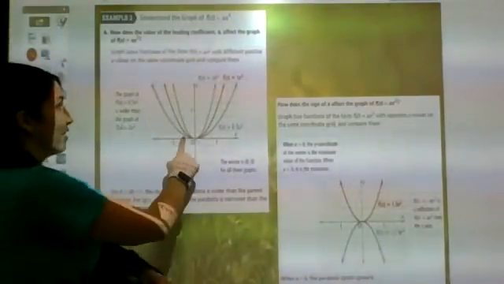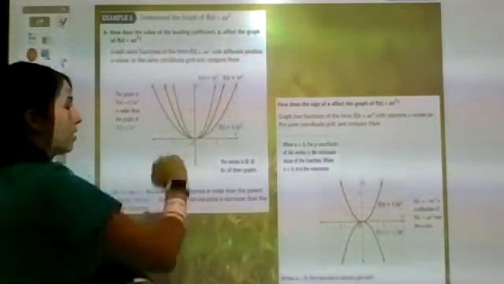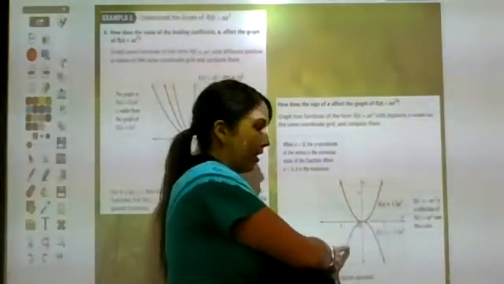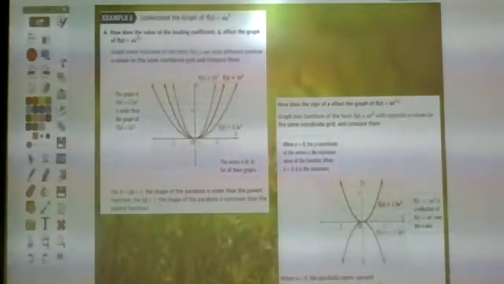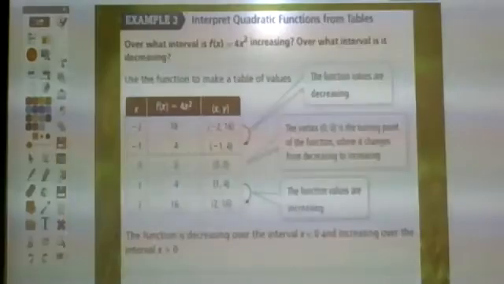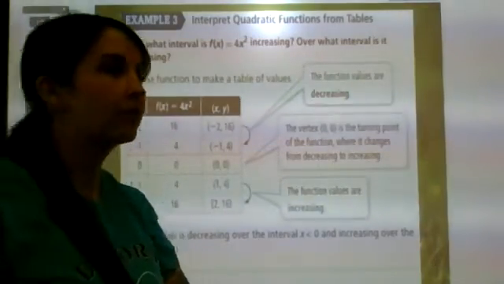Okay? All right. So before I move on to the next one, last time: if A is less than 1, it will get wider. If A is greater than 1, it will get narrower. And if A is a negative, it will open down. So let's go ahead and move to the next example. Sorry about the little mix-up. I was just going too fast.